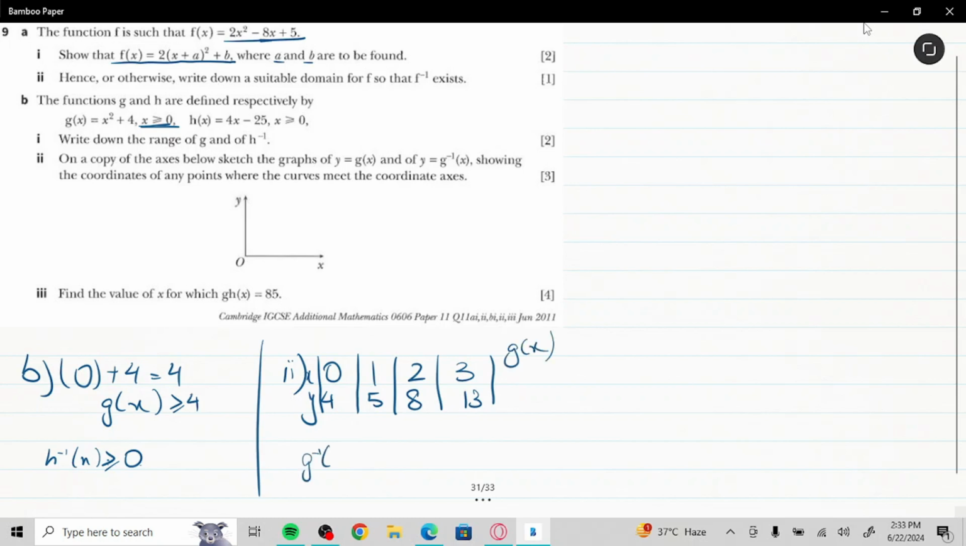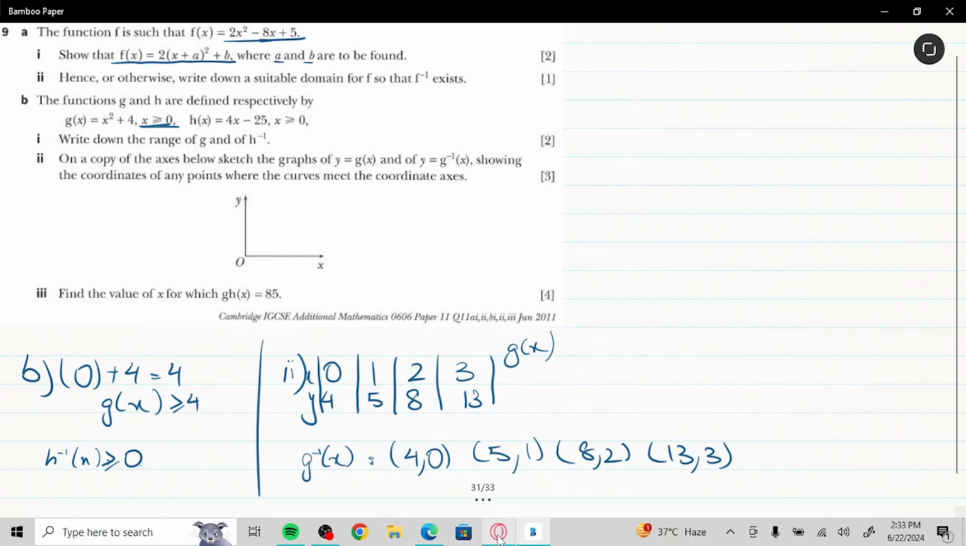And for the graph of the inverse of g(x), we are just going to switch the x and y values. Instead of (0, 4), we are going to write (4, 0), (5, 1), (8, 2), and (13, 3). Again, I'm emphasizing, if you haven't taken my previous lectures, please do take them, as this is going to make no sense without them. So these are the set of values.